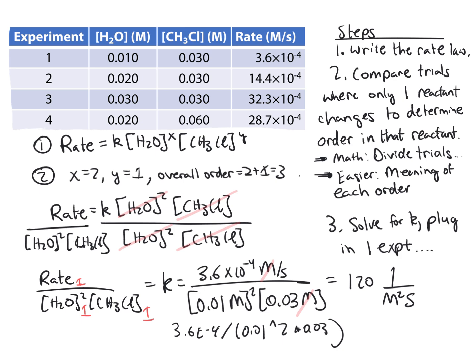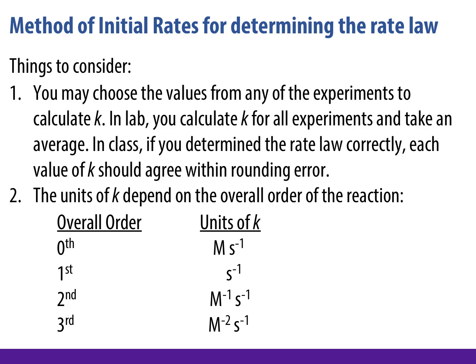I'm not going to do it now, but again, a really good check would be to either plug in another value and solve for K, or the other way you could do that is, now that I know K, just type out this equation and check that for trial 2 I get the correct rate. Either way would work to double check that everything is working properly here. So that is the entire process.